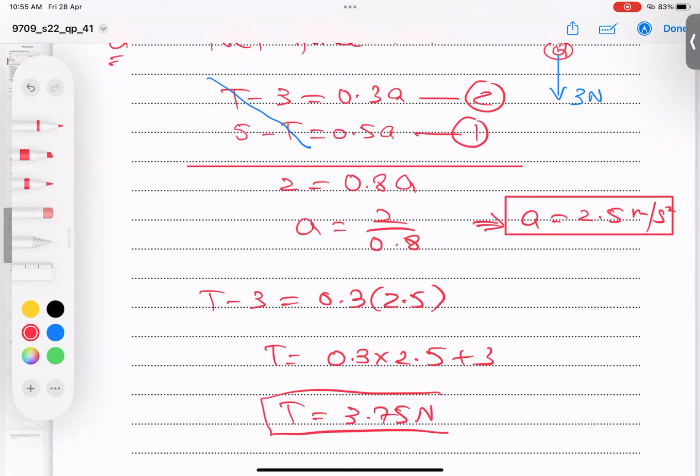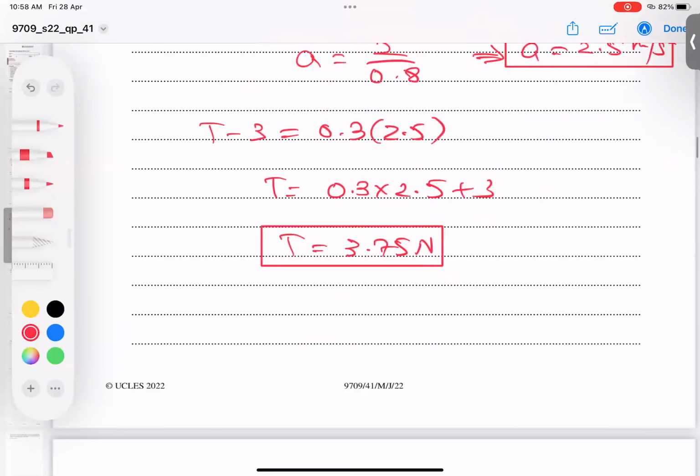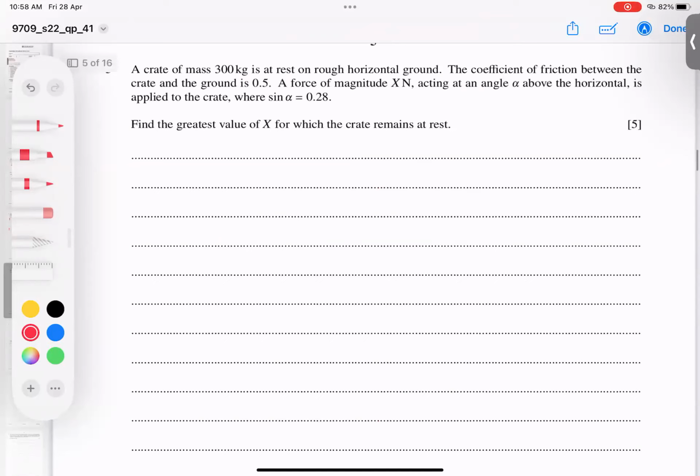3.75 newtons. So Alhamdulillah Rabbil Alameen, I believe the point is very, very clear. And let's go for next. Yes, student, next question we have here.